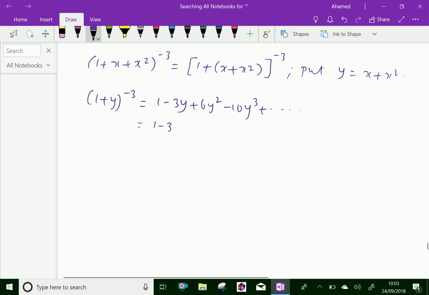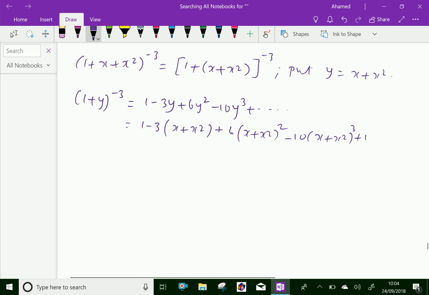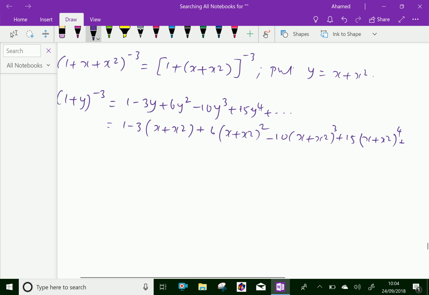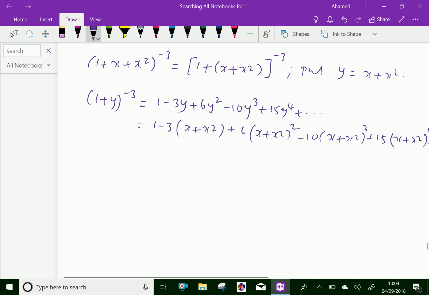Now 1 minus 3 into y, where y is x plus x square, that is (x plus x square), plus 6 into y square, so we have to write the square here, (x plus x square) whole square, then minus 10 into (x plus x square) whole cube. Further, you can continue plus 15 y power 4, that is 15 into (x plus x square) whole power 4, plus dot dot dot.